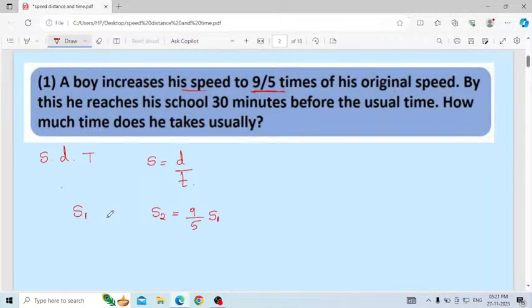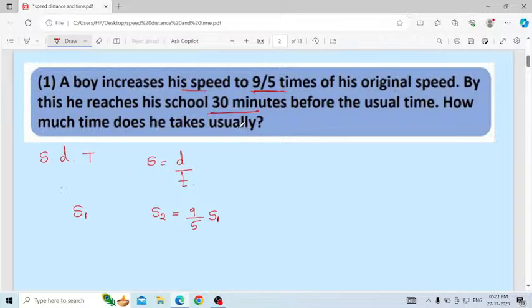Understanding the question here is very important. When you understand the question, you can easily solve it. Here, the actual or original speed you can consider S1. Then S2 will be the change in speed. Once the boy increased the speed, S2 will be the increased speed. Then how much is it increased? 9/5 times of his original speed S1. By this he reaches his school 30 minutes early. Time also will be different.